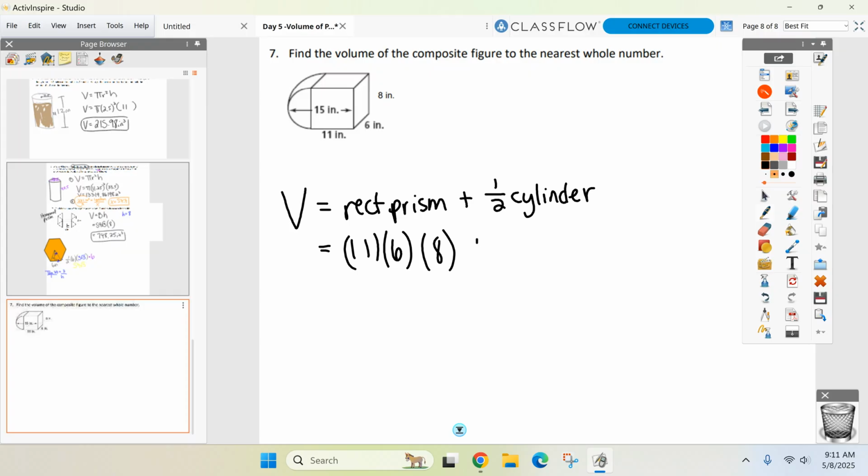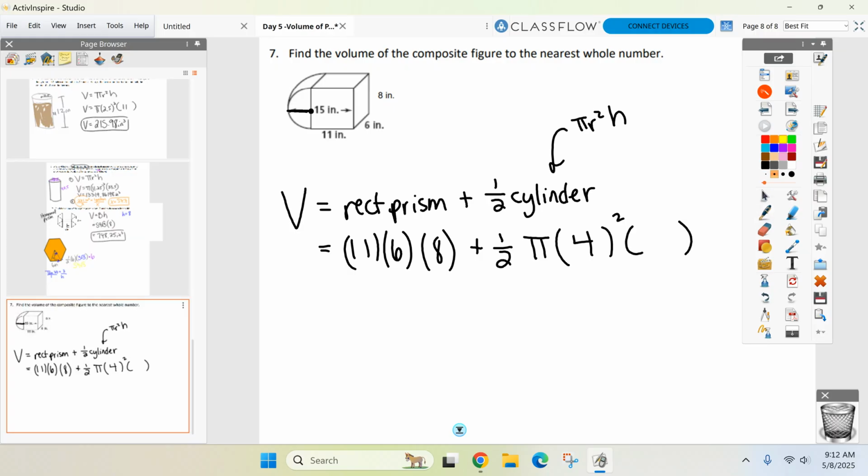Now let's go to the cylinder. 1/2, what was it? Pi r squared times height from today. All right, pi. Anybody think they can come up with the radius of that half cylinder? Taylor? Where'd you get the 4 from so everyone knows? The base of the 15 minus 11 gives you that part right there, which is the radius. 4, good.